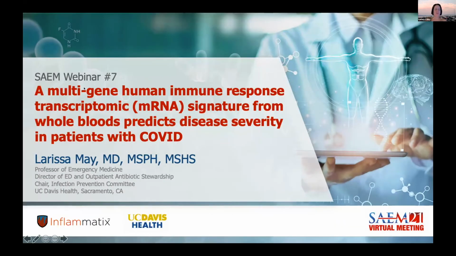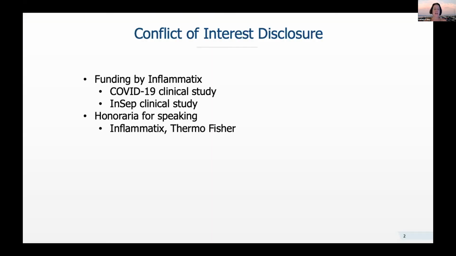Okay, so with no further ado, I'm delighted to close out this session discussing a multi-gene human immune response with a transcriptomic or mRNA signature from whole blood to predict disease severity in patients with COVID. Certainly, there's been a lot of interest in this topic, and we'll be presenting a little bit building upon what my previous colleagues talked about. These are my conflicts of interest.